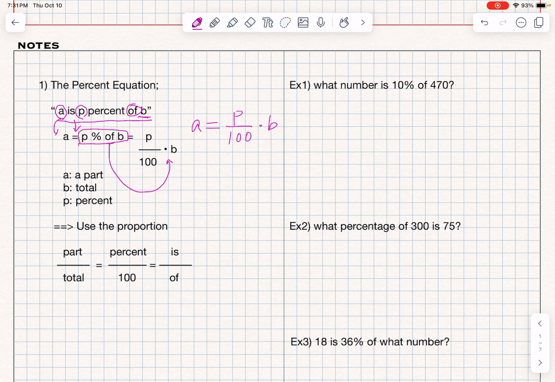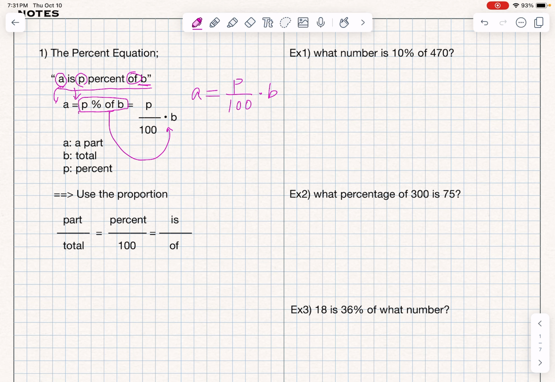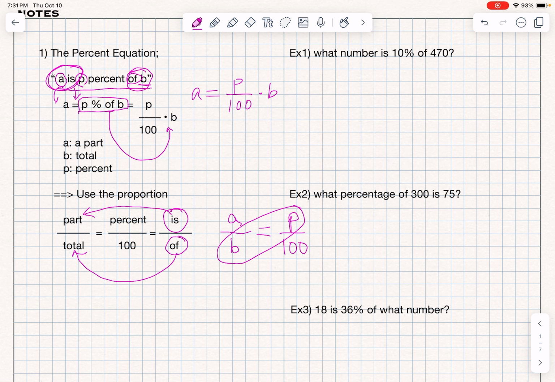Or you can change it to the proportion. So proportion is from the is and of, you can set up the is part as a part, and then the of word means as a total. So A is means A as a part, and of B means B as a total. So A over B equal to P% means P over 100. So you can do the cross multiply and you can find whatever missing value from there. So we're going to do actual example problems from the SAT.